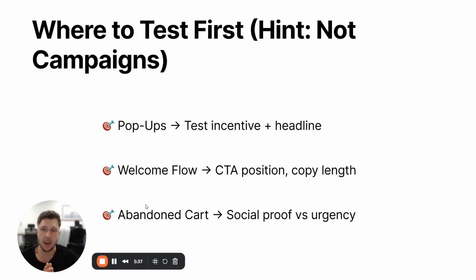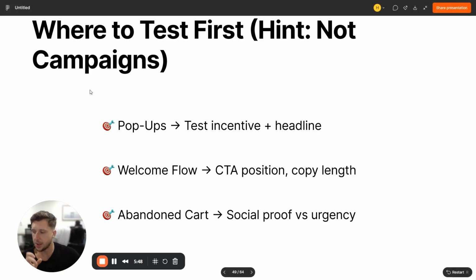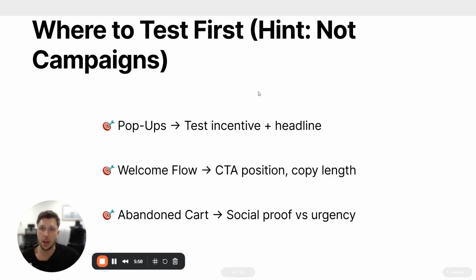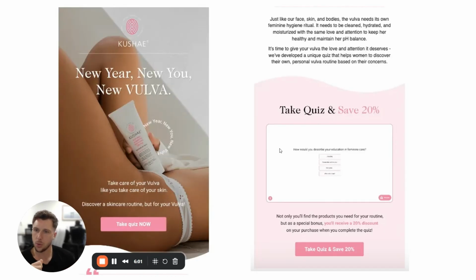You could test on incentives. So maybe on your abandoned cart, instead of offering an extra discount, you try free shipping, as well as maybe a current offer that you've got running. Once your flows are dialed in, that's when you go and test your campaign performance. All right. So start with the flows, start with where you get the highest volume, and then move on to your campaigns.